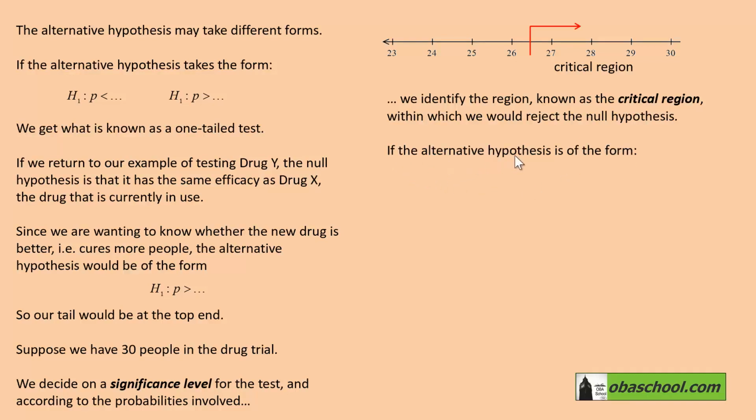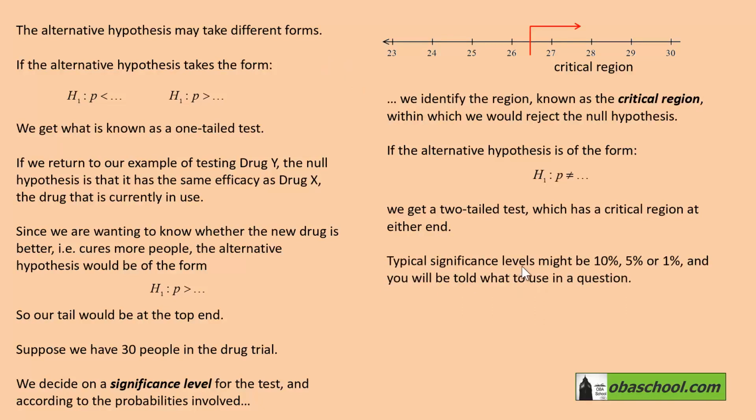If the alternative hypothesis is of the form P is not equal to, we get a two-tail test, and that has a critical region at either end. So there would be a critical region at the top end like this, but also another one at the other end.